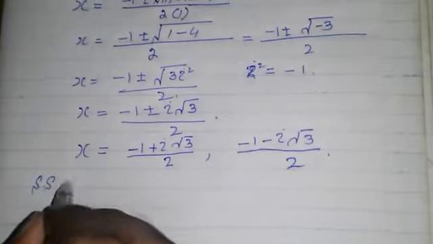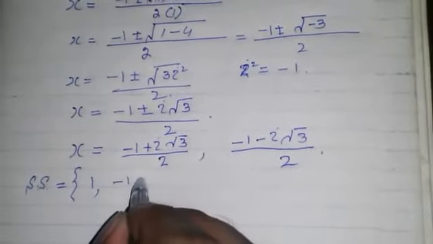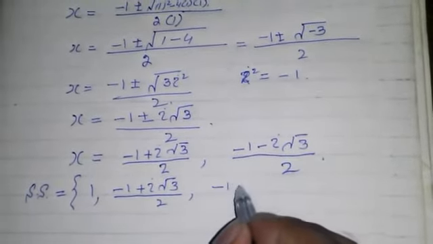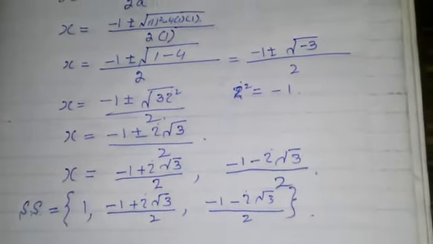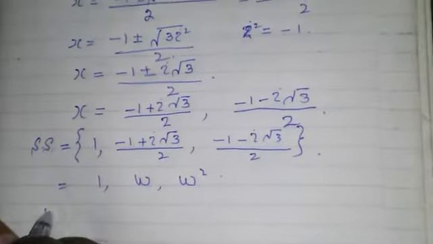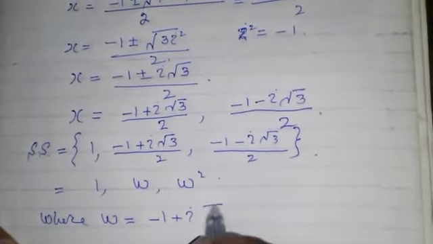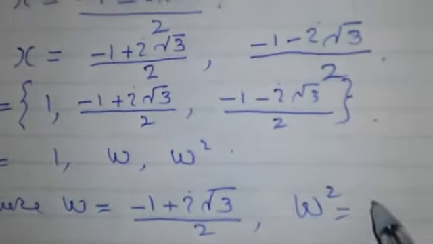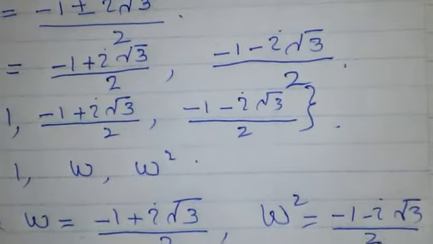The solution set, or roots of x, are 1, minus 1 plus iota under root 3 over 2, and minus 1 minus iota under root 3 over 2, and we write it as 1, omega, omega square, where omega is equal to minus 1 plus iota under root 3 over 2, and omega square is minus 1 minus iota under root 3 over 2.